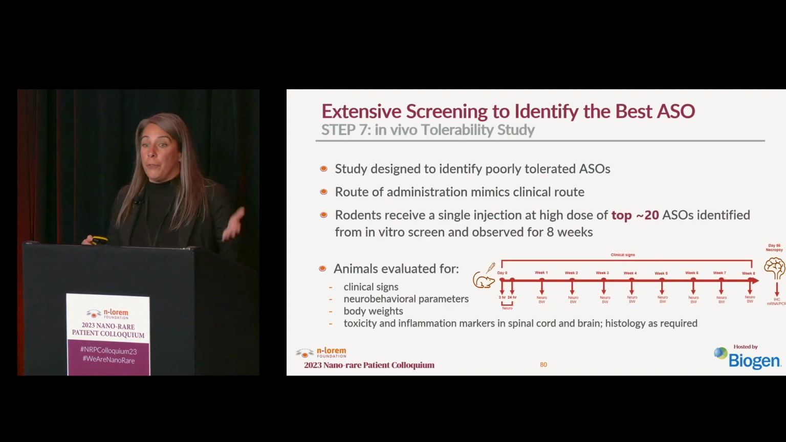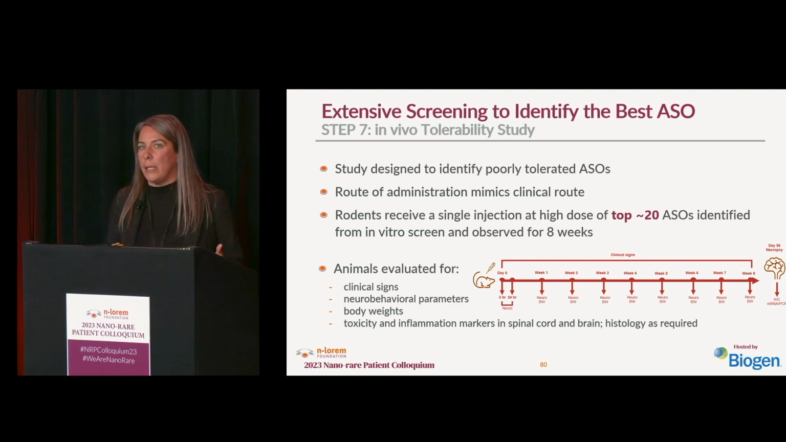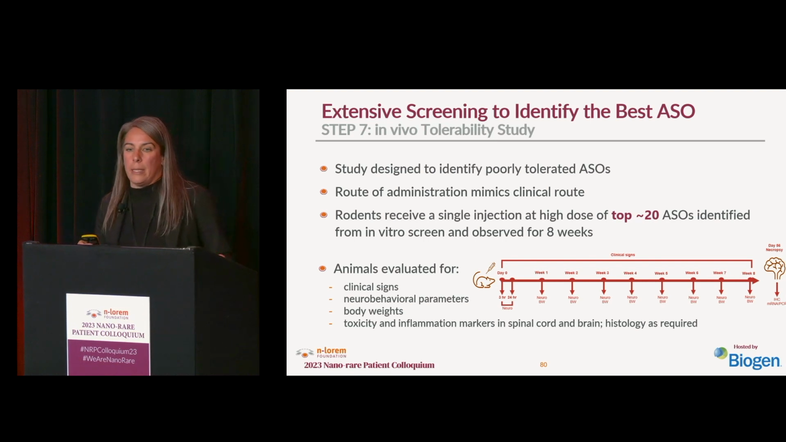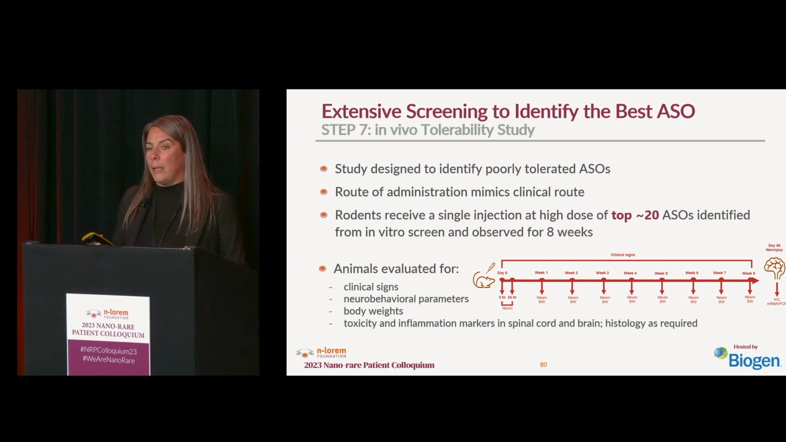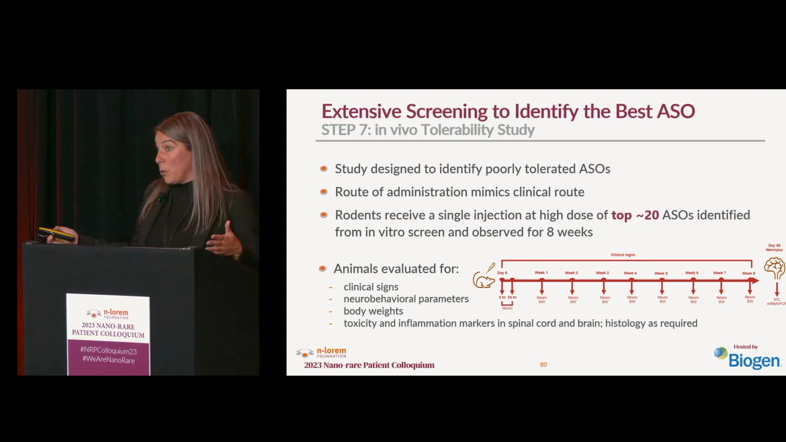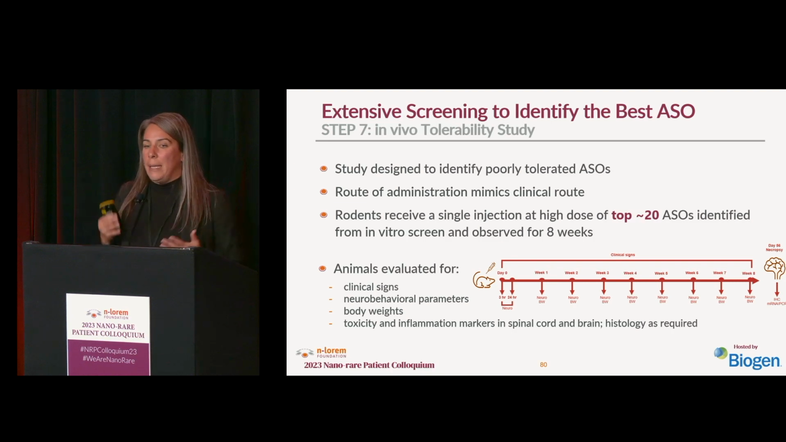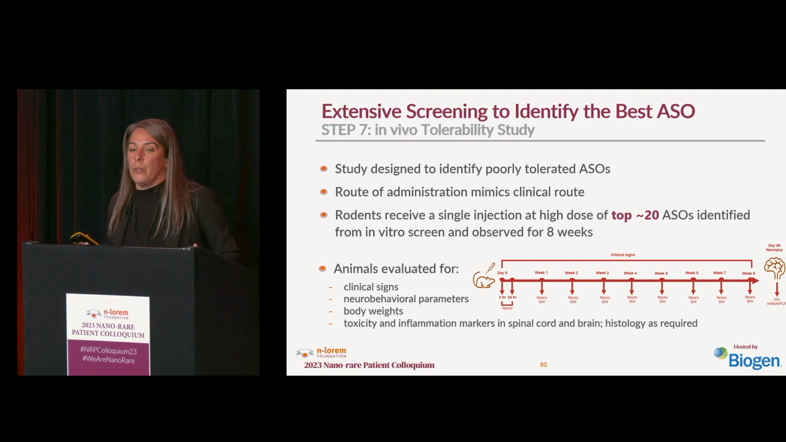And so the first animal study that we're running is a tolerability study. So this study is not designed to look at efficacy, but really designed to identify poorly tolerated ASOs. And we use a route of administration that will be similar to the route used in the clinic. And the animals will receive a single dose at quite a high concentration of those top 20 ASOs from the in vitro screen. And we're going to evaluate the animals over a period of 8 weeks. And we look for any abnormal clinical signs, any effect on neurobehavioral parameters. We look at their body weight.